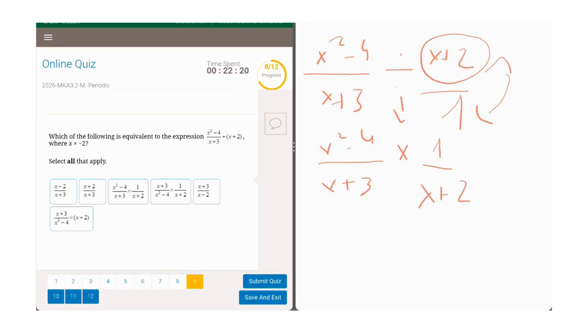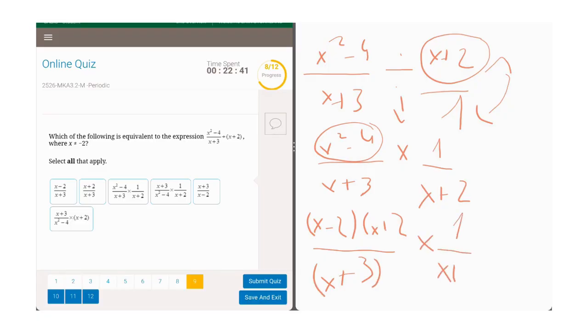So now we factor both of the fractions. We just need to factor the first numerator. Difference of 2 squares, x squared minus 2 squared, so it will be x minus 2 into x plus 2 over x plus 3 multiplied by 1 over x plus 2. Here they want to see the options, so we can cancel out x plus 2 and x plus 2. We'll be left with x minus 2 over x plus 3.